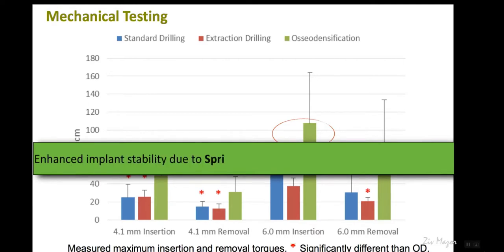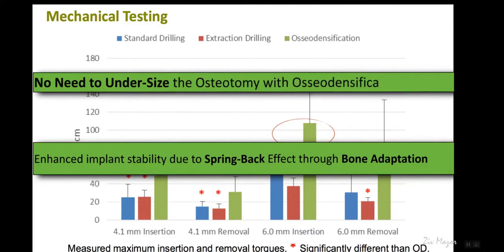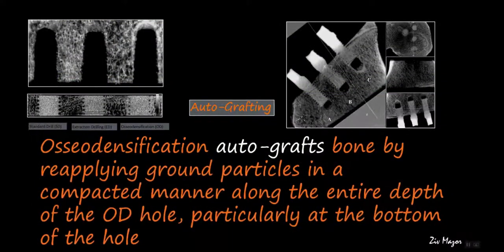And the enhanced implant stability is mostly due to the spring-back effect towards the center. And there is no need to undersize our osteotomies with osseodensification because of the spring-back effect to the center. So we can actually oversize the osteotomy, knowing that we will have a spring-back effect that will contribute to implant primary stability. So basically, osseodensification is an autografting procedure.